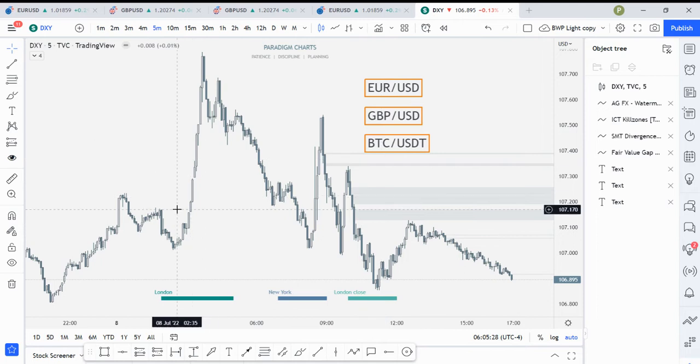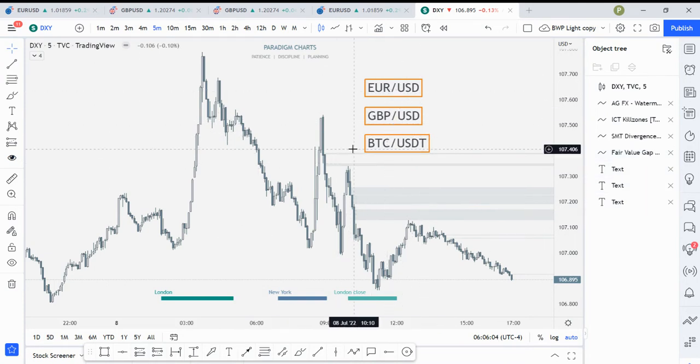Now, for you to understand SMT divergence, you need to understand currency pairs. You need to understand how different currencies relate with one another. When you see two pairs being weighed against one another like this, what you are basically doing is weighing the value of one currency against another. So we are weighing the value of euro against the dollar, GBP against the dollar, BTC against the dollar.